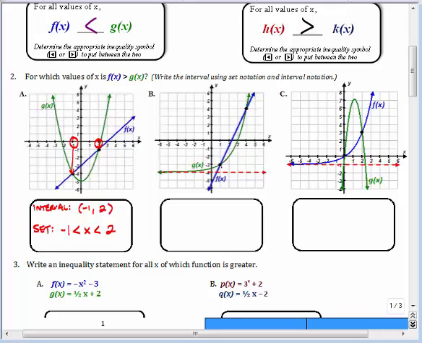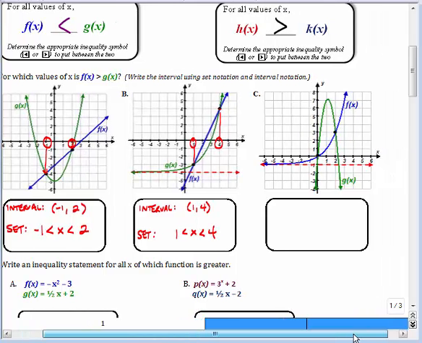Try again on this one. You may want to pause. Where's the blue above, or on top of, the green? It looks like the blue starts to be on top right there at 1, and it's still on top all the way up till 4. So in this region, the blue line is above the green. For interval notation, from left to right, we'd say from 1 to 4. And if we want to say that same thing in set notation, we'd say 1 is less than x, which is less than 4. They say the same thing, it's just two different ways of saying it.